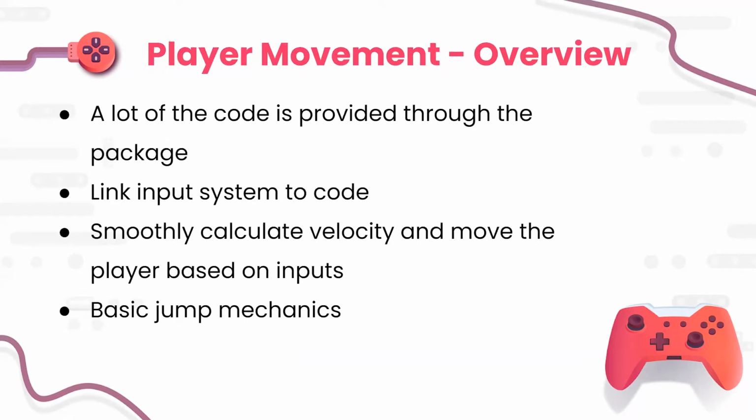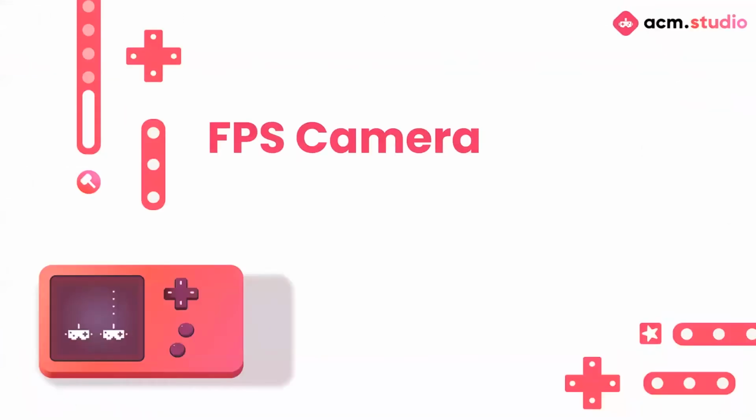For player movement, we're providing a lot of the skeleton code for you, so you don't have to learn a lot of the nitty-gritty and can really focus on the fundamentals and essentials of coding in Unity. We found it was a little difficult to follow along when you had to write code from scratch, and it might be more helpful to follow along with more of a general backbone. We're going to link our input system to the code using the new Unity input system package. Additionally, we're going to calculate velocity and move the player based on the inputs the user is putting in, and implement some basic jump mechanics. All right.